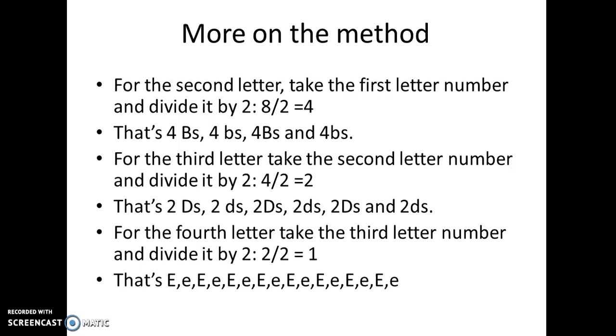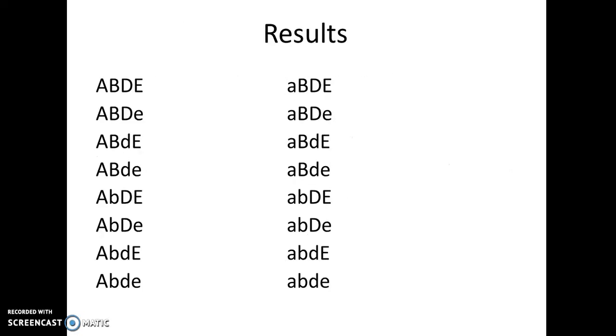And finally, the last letter, you're going to take the third letter divided by 2. 2 divided by 2 is 1. So you're going to alternate E's all the way down. Big E, little E, big E, little E, big E, and all the way down to the end. You're going to get something that looks like this.